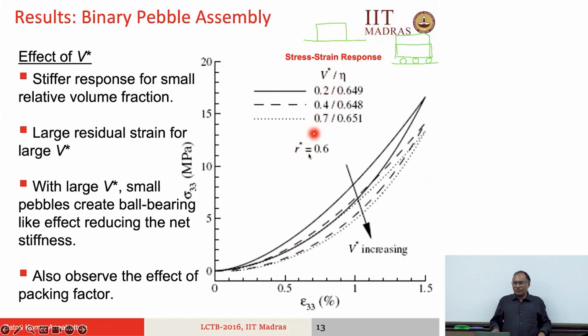Now you kept R star the same. Now you are changing the volume fraction. What is the meaning of that? There will be more V stars. So we will have a stiffer response with large V star. What happens is small pebbles create the ball bearing like effect, reducing the net stiffness. So with increasing V star, you are actually increasing the volume fraction of small pebbles. As a result, your ball bearing effect is pronounced. Again, although that has the highest packing fraction, it has the lowest stiffness.